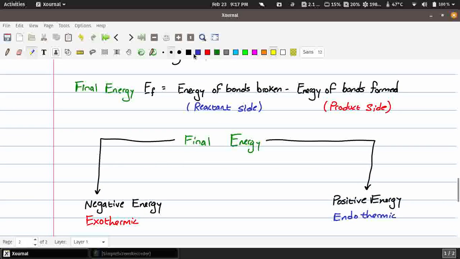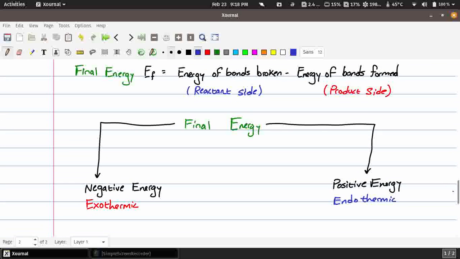So if we look up here at this formula, we have final energy equals energy of bonds broken minus energy of bonds formed. If you're really thinking about this logically, if it takes more energy to break your bonds than the energy of the bonds formed, you're going to have a positive energy value, meaning that it took energy to break those bonds to form your product. So that would make sense because it has to absorb energy for the reaction to happen, making it endothermic.